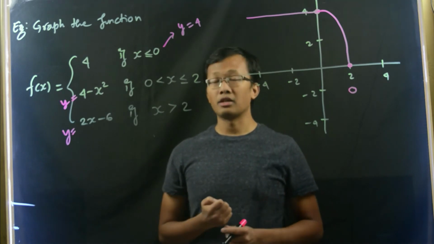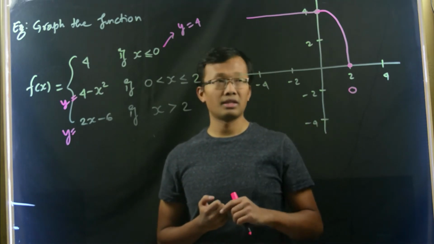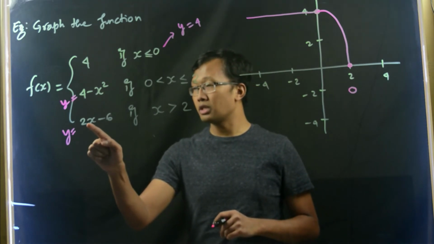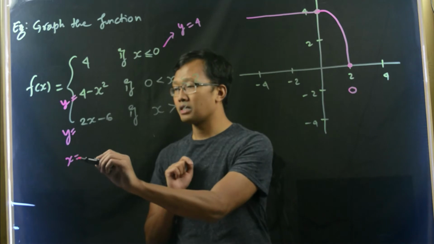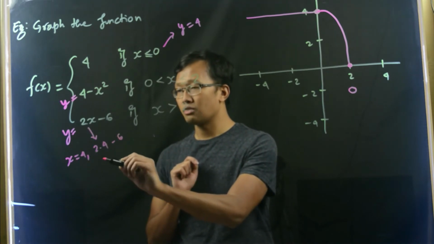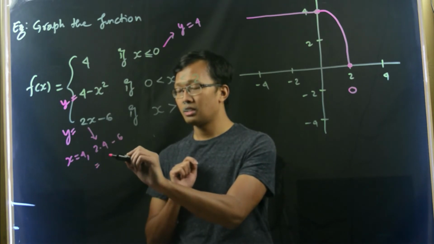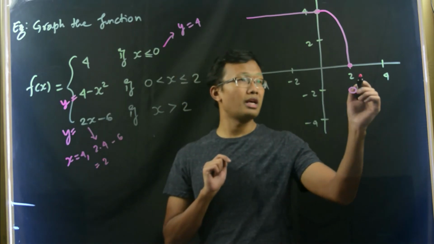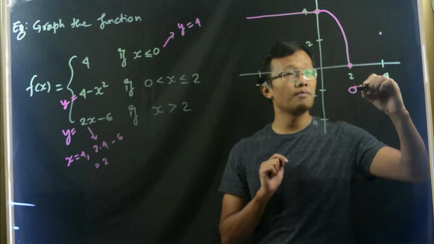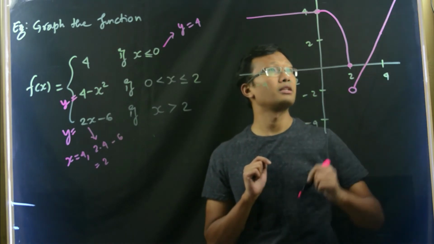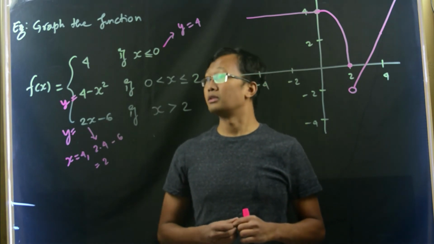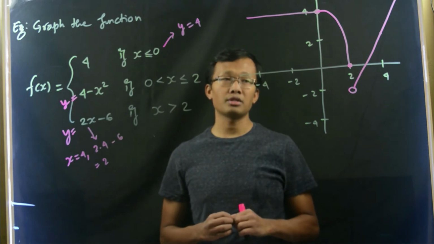Then let's take another point. Suppose x equals 4. If we consider x equals 4, then 2 times 4 is 8, minus 6 is 2. So that would be somewhere here. Let's join these two. All right, so that's our drawing or graph of this piecewise defined function.